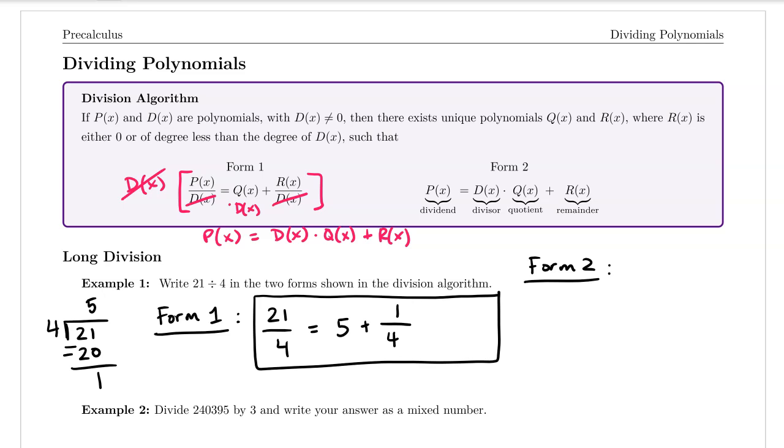So I'm going to go ahead and erase this, and we can see here that if I multiply everything by 4, then form 2 is going to tell us that 21 is equal to 4 times 5 plus 1. And so here's our answer for form 2. I'm going to go ahead and erase this. And those are our two forms.